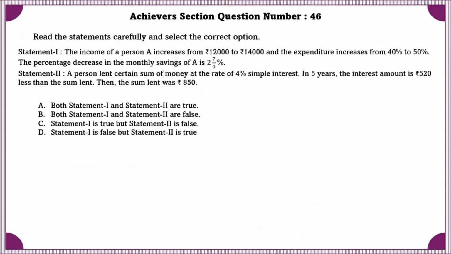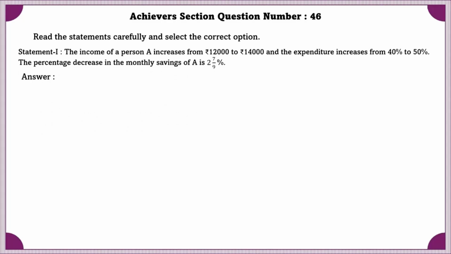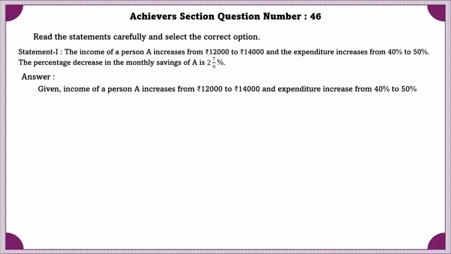Achiever section question number 46. Read the statements carefully and select the correct option. Statement 1. The income of a person A increases from 12,000 to 14,000 and the expenditure increases from 40% to 50%. The percentage decrease in the monthly savings of A is 27 by 9%.